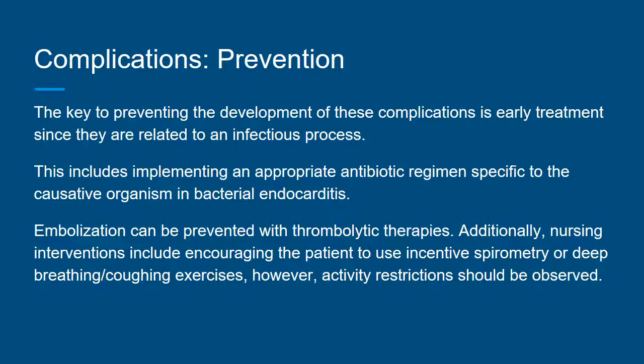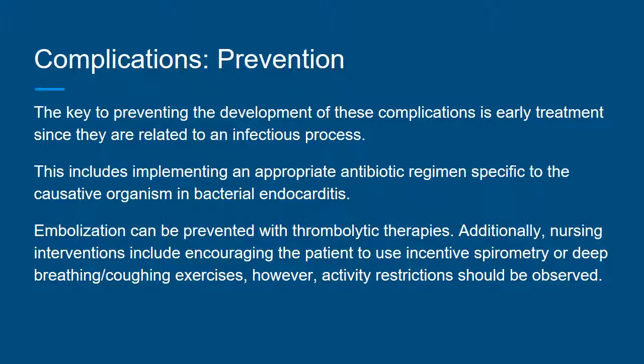The key to preventing complications of infective endocarditis includes initiating early treatment. For bacterial causes, this includes selecting and implementing an appropriate antibiotic regimen that is specific to the causative organism. If the cause is viral or fungal in nature, surgery may be required for tissue debridement or valve replacement. Embolization can be prevented with thrombolytic therapies.